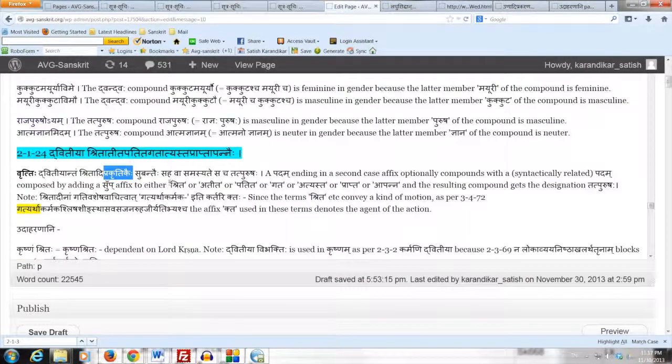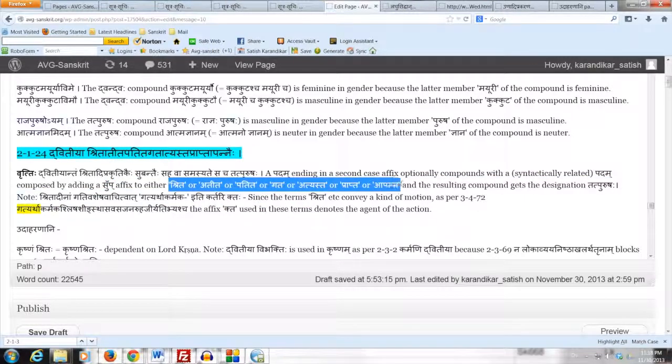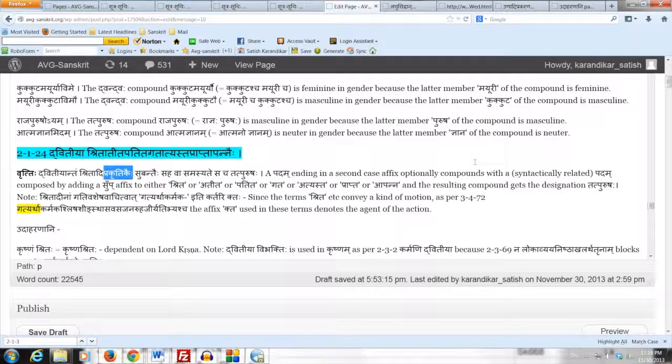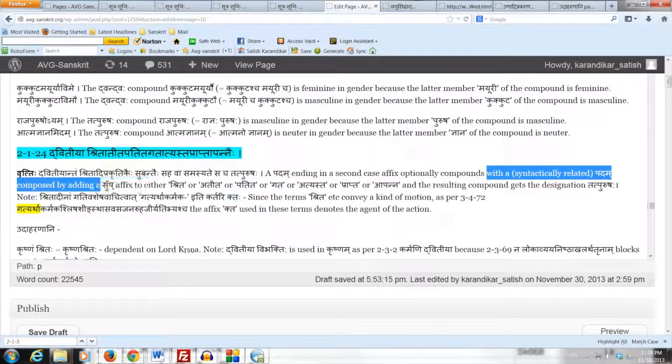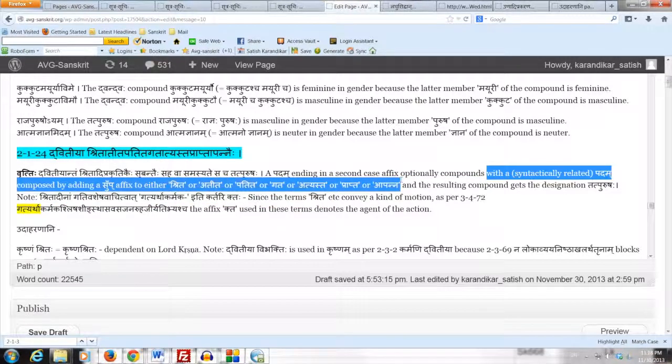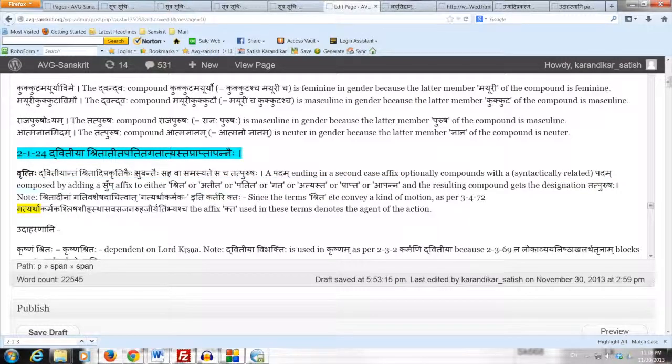Because the terms shrita, atita, etc., are pratipadikani. They don't contain any subaffix. Hence it is not possible to say shritadibhi subantaihi. We have to say shritadi prakritikaihi subantaihi, which means those terms, those padani, which are composed by adding a subaffix to either shrita or atita, etc. That is the only way we can connect subantaihi with shrita, etc.